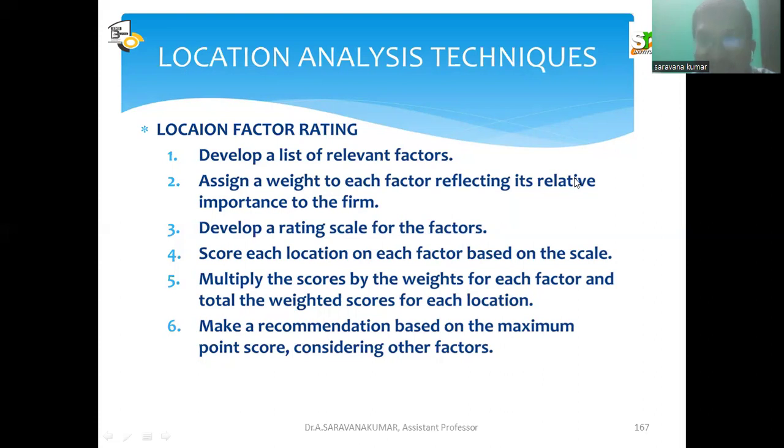Location analysis techniques. Location factor rating: develop a list of relevant factors, assign a weight to each factor reflecting its relative importance to the firm, develop a rating scale for the factors, score each location on each factor based on the scale, multiply the scores by the weights for each factor and total the weighted scores for each location. Make a recommendation based on the maximum point score, considering other factors.